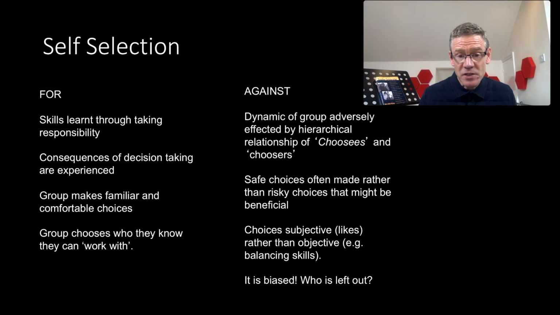And choices are subjective, they are likes rather than being objective, e.g. balancing of skills. So in other words, it is bias. You've chosen, you've shown favouritism, you've chosen who you like, who you can work with, and you've left out those that you think you can't. And in the leaving out, how have you left them out and why have you left them out, and have you really thought about that?